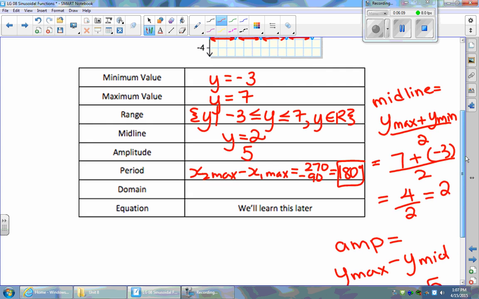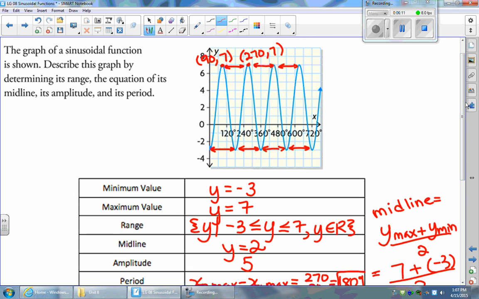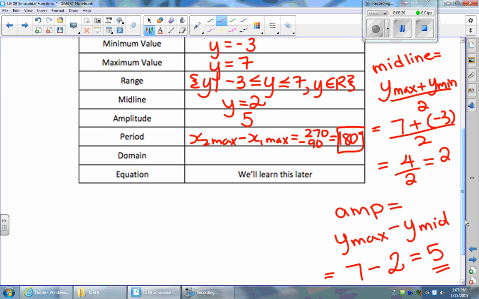Okay, and the domain, you'll notice that this graph is continuing on to the right. There's an arrow showing that it's going to continue outwards into higher and higher degrees. And it's also going to continue to the left, and we could go into the negative degrees as well. So for our domain, it's really easy. X is just an element of the reals. We could have any x value as part of our domain.